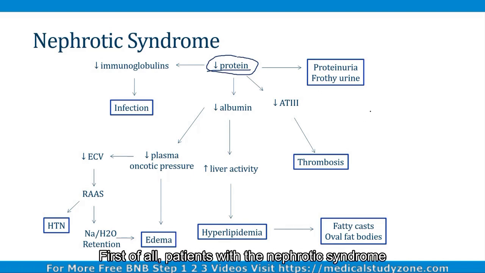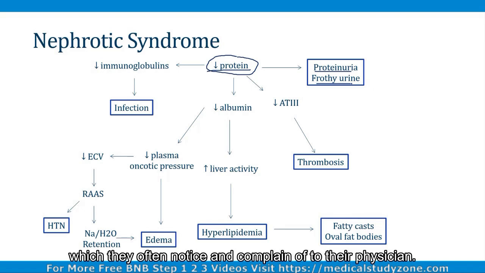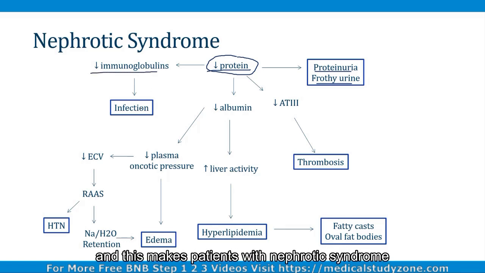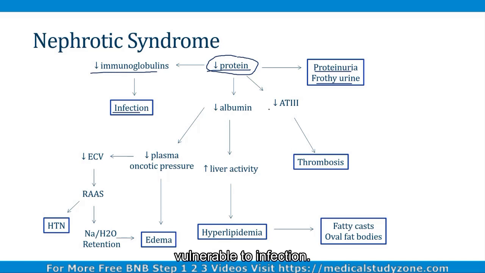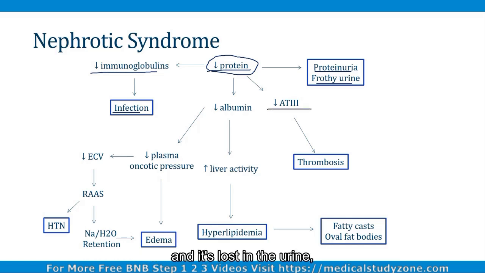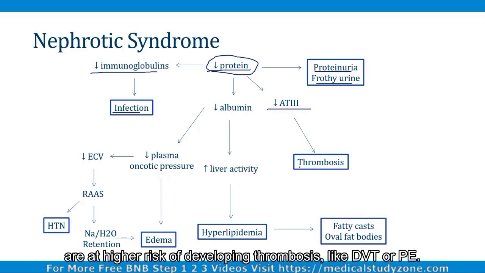First of all, patients with the nephrotic syndrome have proteinuria. We'll talk about this in detail in a minute. And this makes their urine frothy, which they often notice and complain of to their physician. Immunoglobulins are proteins, so those are lost in the urine, and this makes patients with nephrotic syndrome vulnerable to infection. Antithrombin 3 is a protein that prevents thrombosis, and it's lost in the urine, and this makes patients hypercoagulable, and so therefore patients with nephrotic syndrome are at higher risk of developing thrombosis, like DVT or PE.